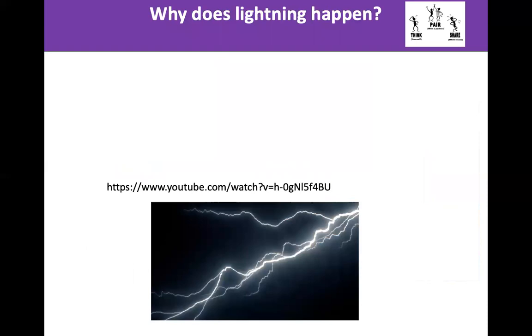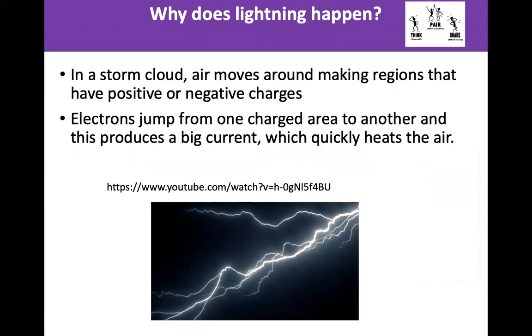Next, what we're going to look at is lightning. And if you haven't already, please go and watch this video, you have the link on your booklet. So if you just type that onto your browser, watch this video and come back, and then we'll talk about lightning. So pause the video here, watch the lightning video and come back.